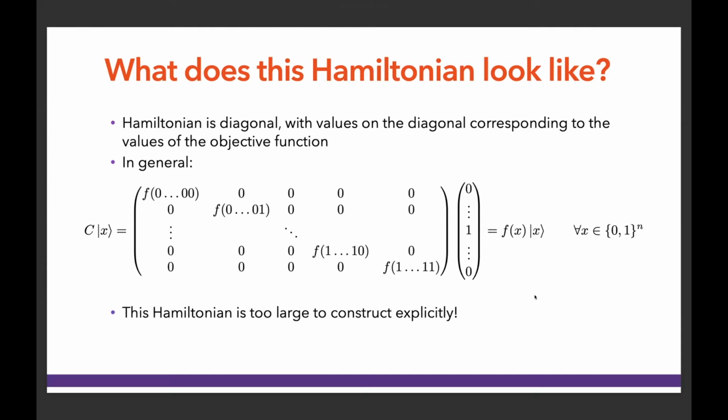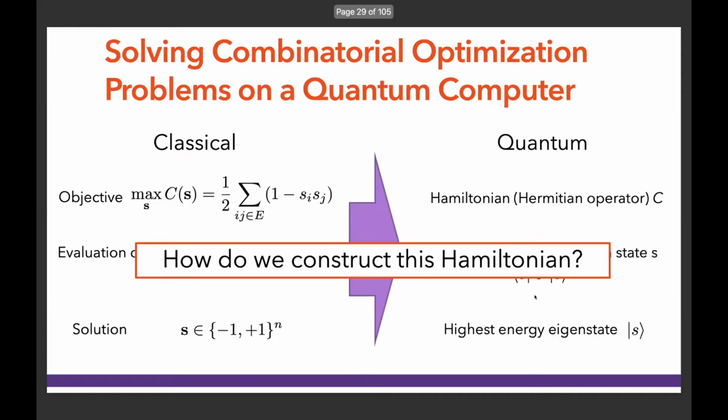Now, one thing you can immediately note is that it's a 2^n by 2^n matrix, right? So we cannot construct it explicitly. Otherwise, we could just go along the diagonal and pick the best value already. If we held this as a matrix, there's no point in doing this. So we're going to do this implicitly. And this is our next question: how do we construct this Hamiltonian?